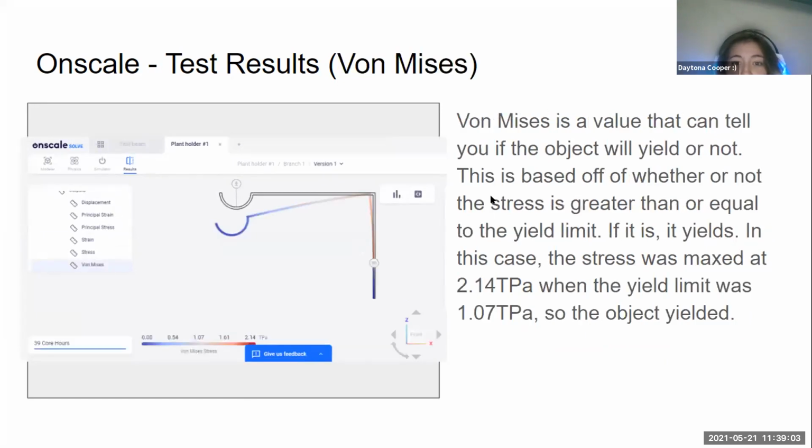If we're looking at von Mises, it's a value that can tell you the object will yield or not. This is based off of whether or not the stress is greater than or equal to the yield limit. If it is greater than or equal to the yield limit, it yields, obviously. In this case, the stress was maxed out at 2.14 terapascals when the yield limit was 1.07 terapascals. So that number is bigger than the yield limit, it yielded.